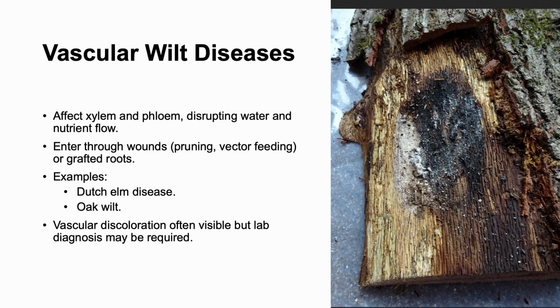Vascular wilt diseases disrupt water and nutrient flow by infecting the xylem and phloem. They typically enter through the wounds caused by pruning, vector feeding, or grafted roots. Notable examples include Dutch elm disease and oak wilt. While vascular discoloration is often visible, lab testing may be required for accurate diagnosis. Prompt action is necessary to prevent the spread of these aggressive diseases.